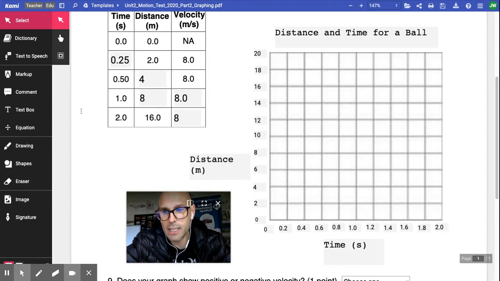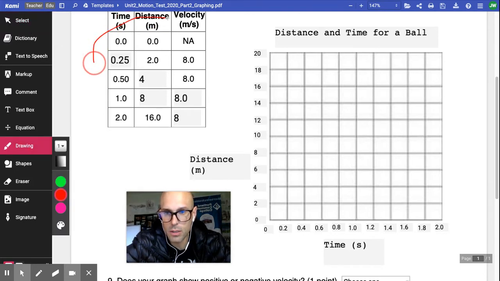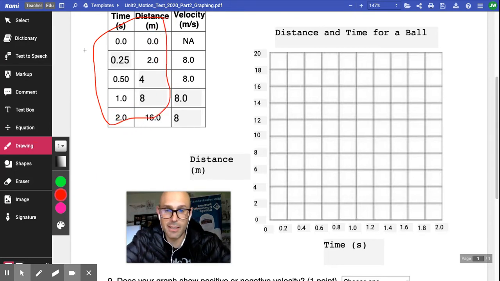Similarly, we also looked at what to graph, time and distance. For the test here, for this retake, we just give you time and distance and you graph those. But anyways, so now we're going to put the data points on.